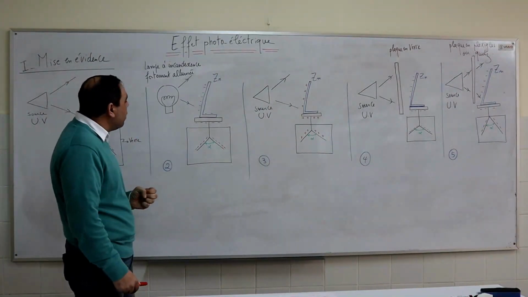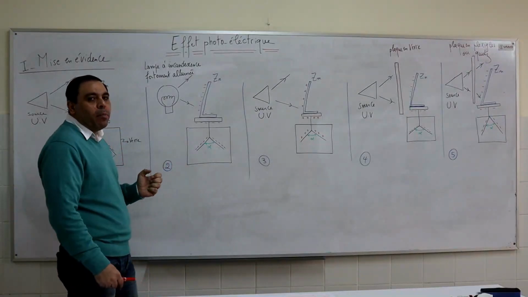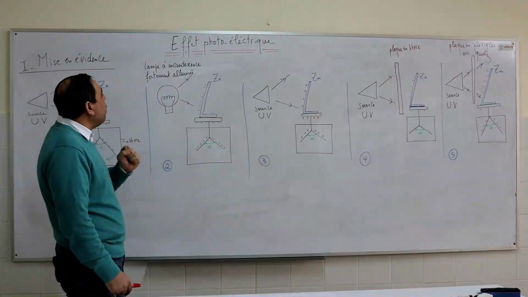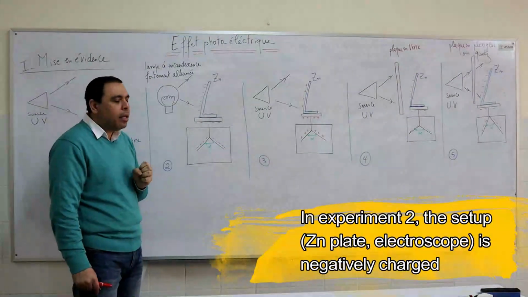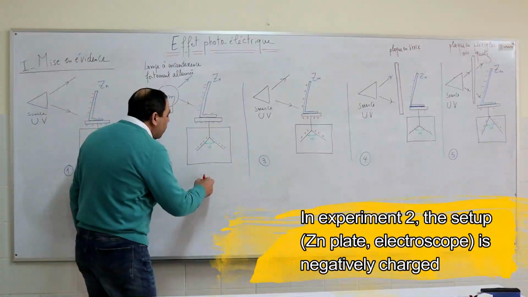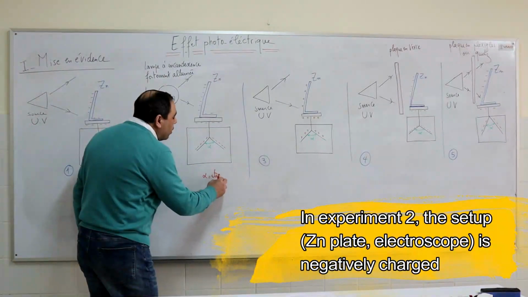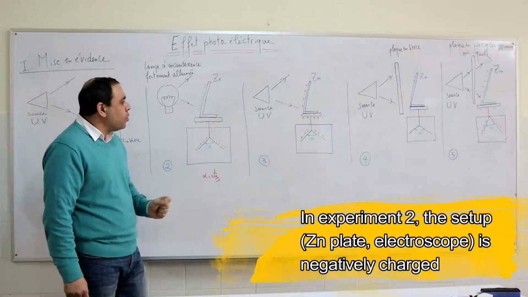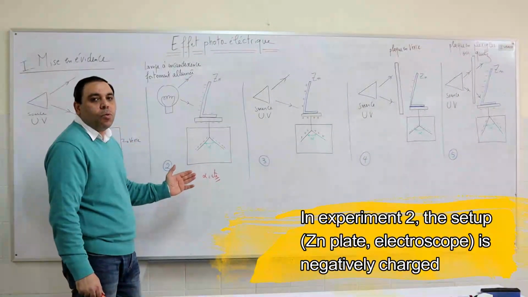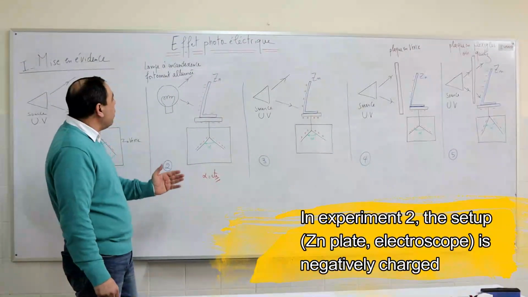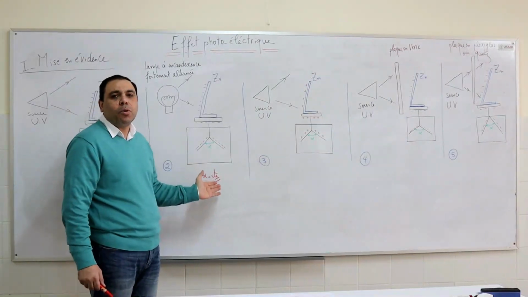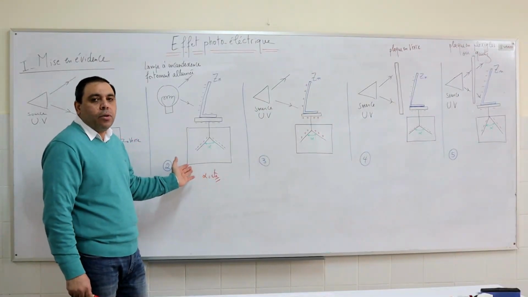In the second experiment, the zinc plate is illuminated by a bright incandescent lamp. The angle alpha between the leaves remains unchanged. That is to say that the electroscope hasn't lost any of its electric charge. The electroscope preserves its electric charge, so the radiation emitted by the incandescent lamp was unable to discharge the electroscope.